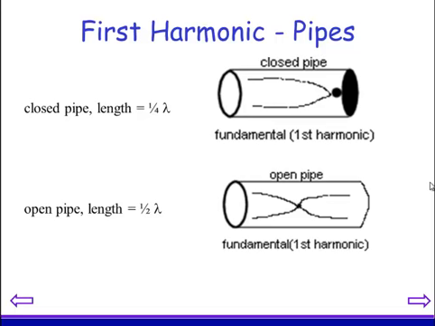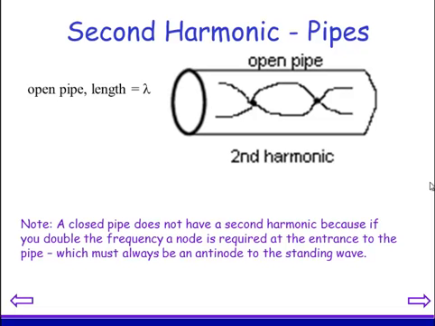Just as with the fixed string, we can then consider the second harmonic. The second harmonic for an open pipe is again the next situation where we can have two antinodes at the ends of the pipe. So in this case, the second harmonic will have two antinodes, one at either end of the pipe, and what we see here is the wavelength of the second harmonic is equal to the length of the pipe. Note that the way harmonics work is as they go from the first to the second harmonic, what you're normally doing is doubling the frequency.